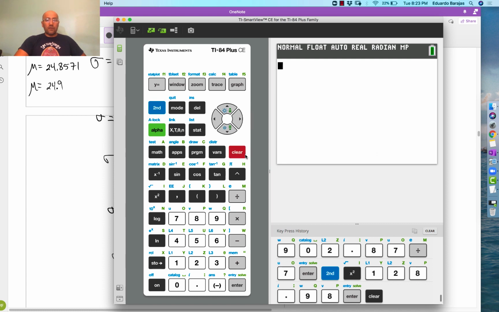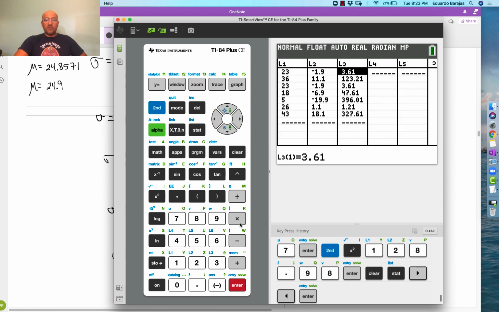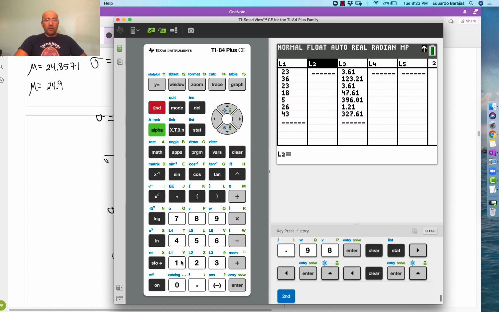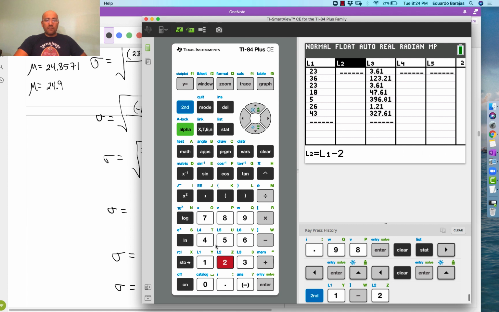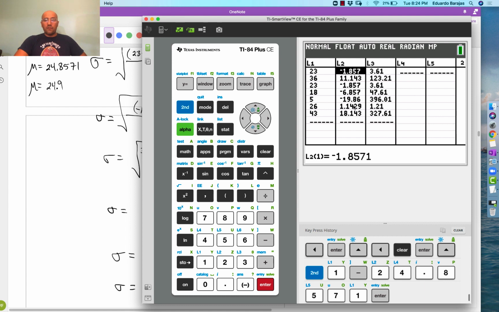Let's clear this. Stat, edit. Let's start all over again. Let's figure out what these are. So clear this, and I want to make it L1 minus, and now let's be a little bit more precise. 24.8571. So it can be kind of ugly little decimals there. Good. Also notice that here it gets cut off a little bit. If you want to be more precise with your answer, the more precise answer will appear down here.